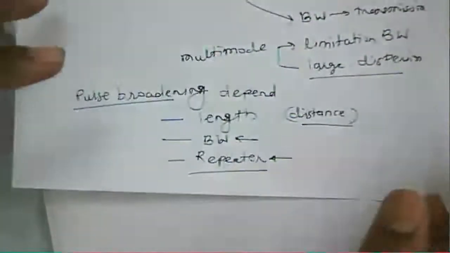Another factor to consider is that when we couple the fiber, for a given particular length of the fiber, the pulse broadening will be small or large. That's why we need to know how many modes are propagating through the fiber.